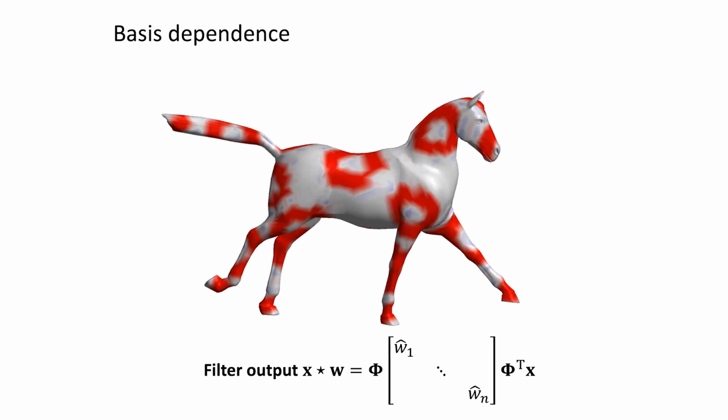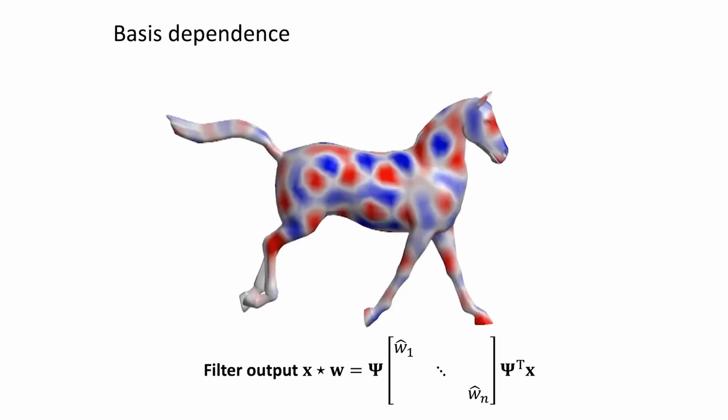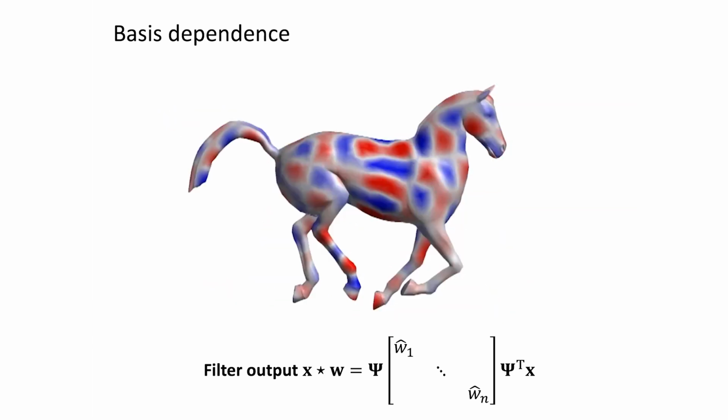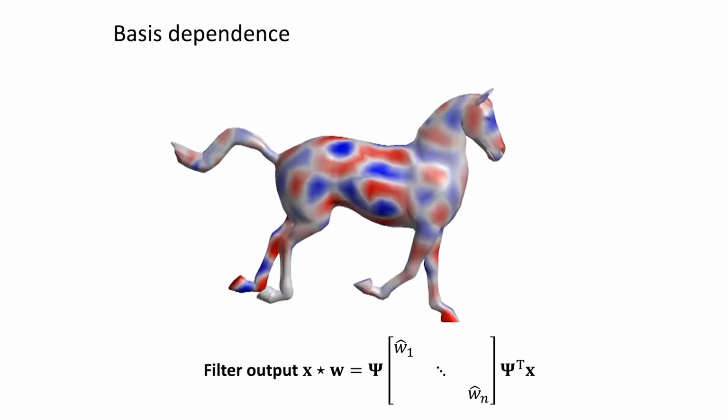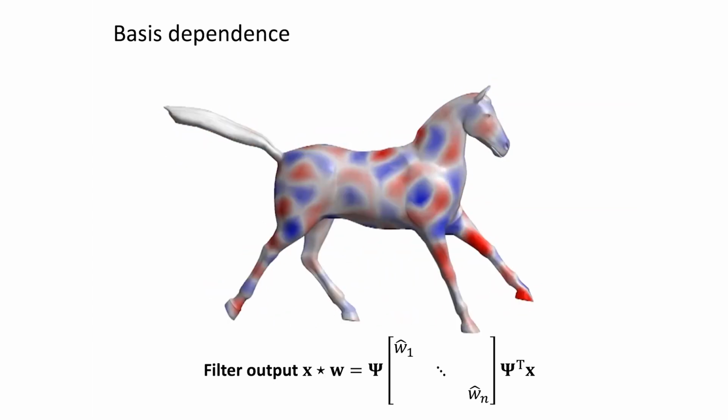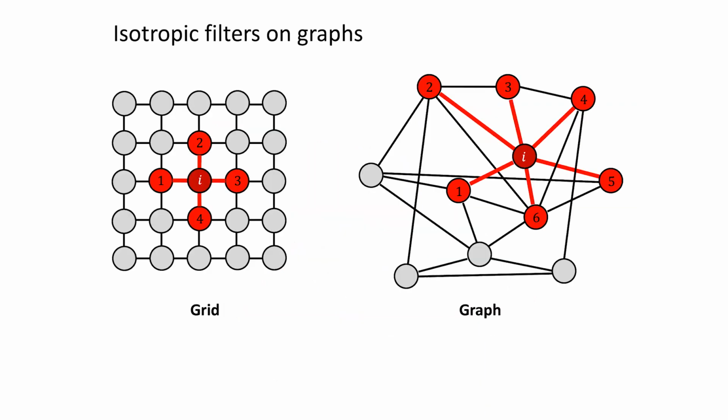Now, what will happen if I even slightly deform this shape? You will see that the shape will change, the Laplacian will change, the eigenvectors will change. I keep the filter coefficients exactly the same, and the result of the filter will look completely different. So that's exactly what I mean by saying that it doesn't generalize across domains. Even very similar domains like this galloping horse will produce very different results.